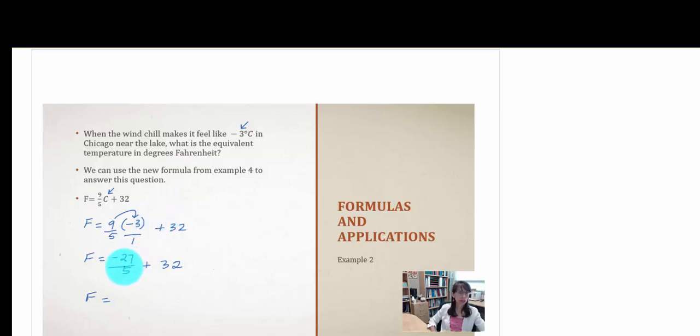So you could use your calculator and take -27 and divide that by 5. The last step, add 32, and your calculator will perform the order of operations for you. Just don't forget that the 27 is a negative number. And our answer will be in degrees Fahrenheit. You should get about 26.6 degrees Fahrenheit for that answer.